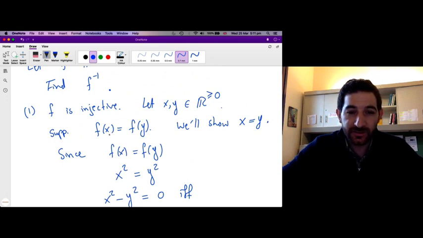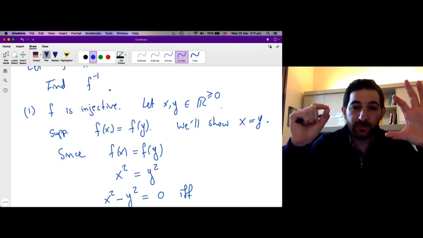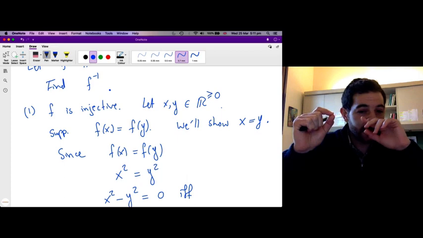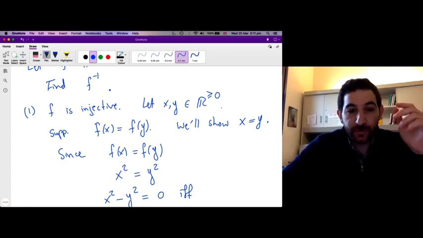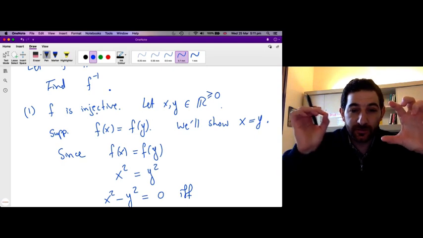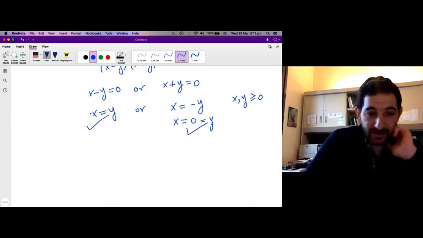Again, how did we show it's injective? Because we chose any two elements in the domain, here they are, x and y, and we assume they have the same image. So we chose two elements and we assume they have the same image, and then we proved that they must be the same element. So it's impossible to have two different elements with the same image. So this shows injectivity.